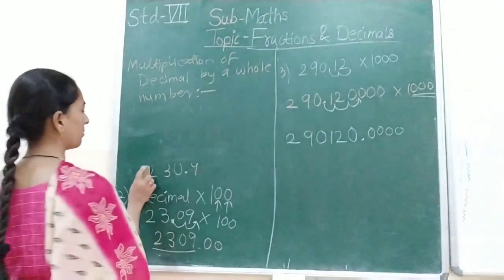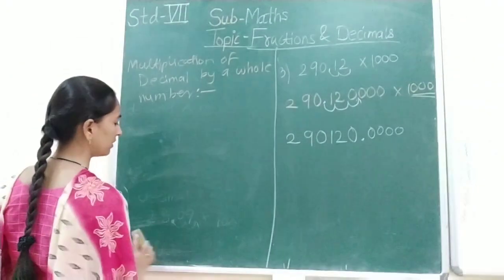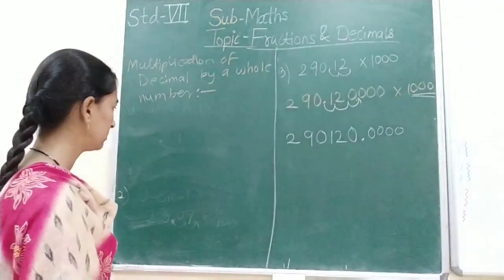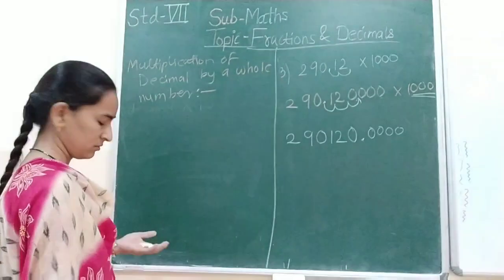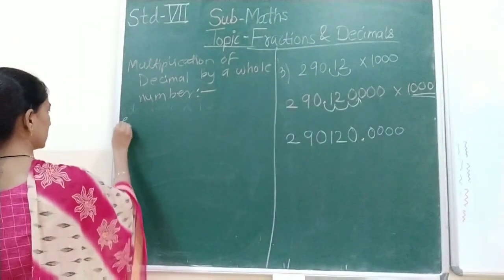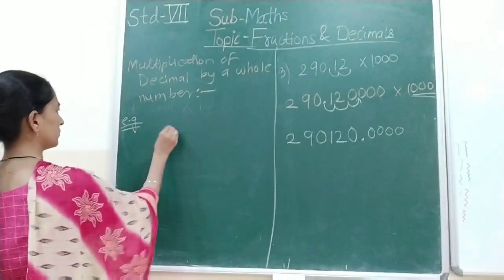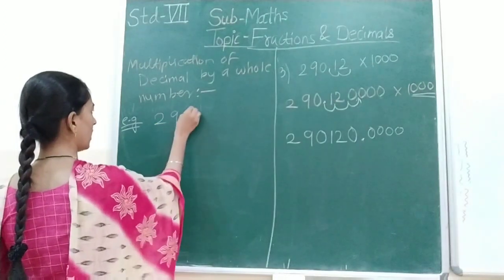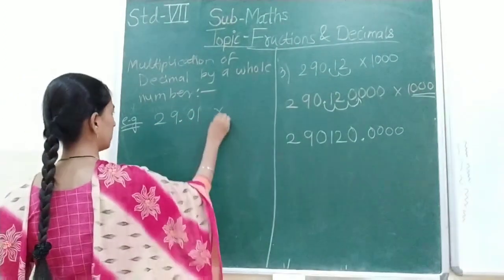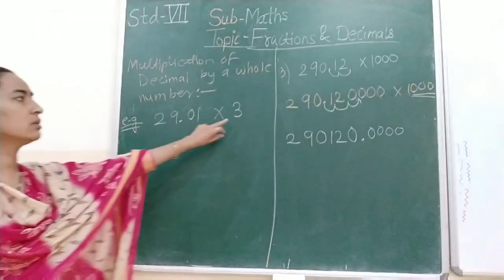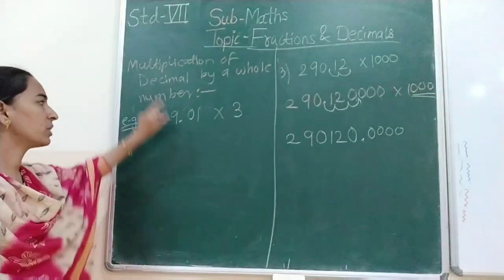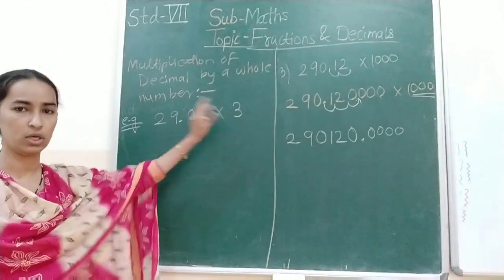That means what will happen if I multiply a decimal by a whole number. For example, 29.01. If I multiply this by 3, okay? This is decimal, this is whole number. Multiplication of decimal with whole number, okay?